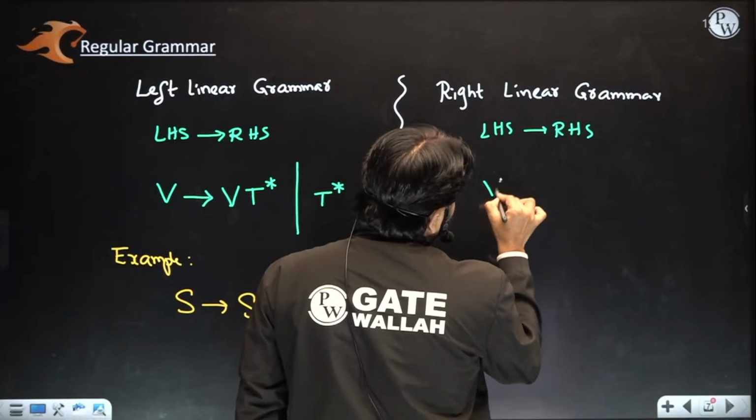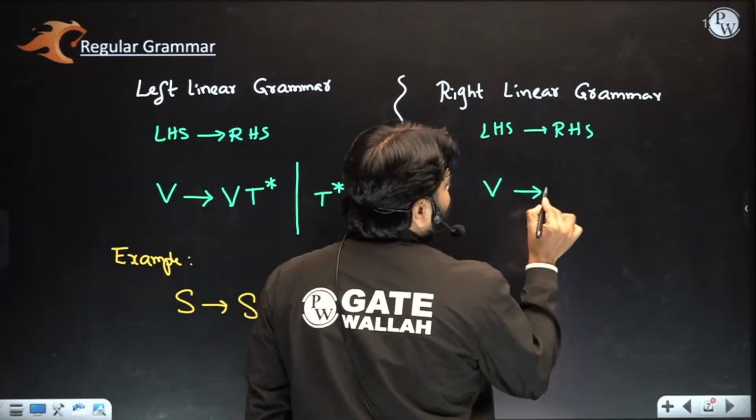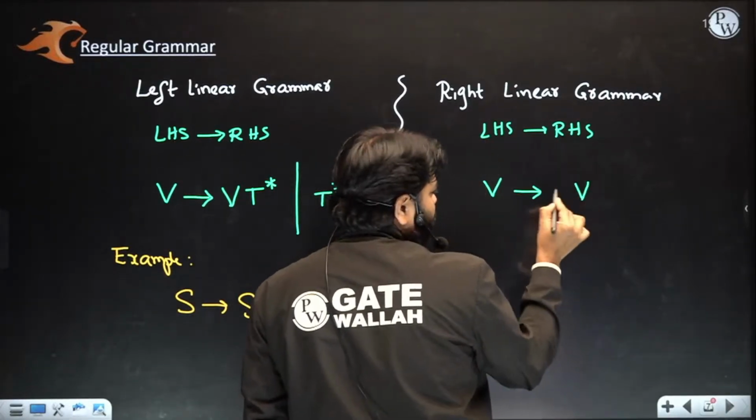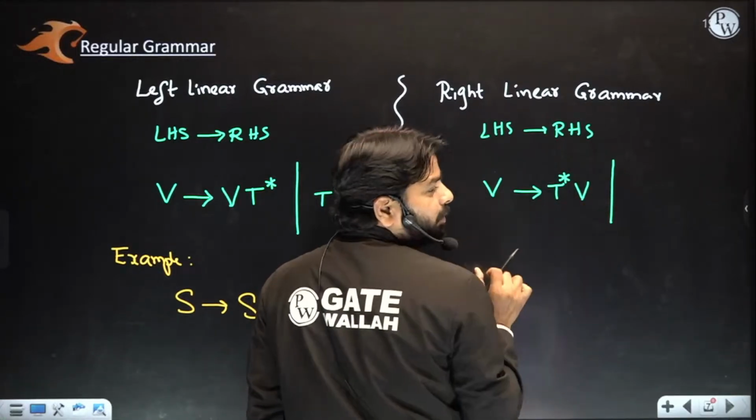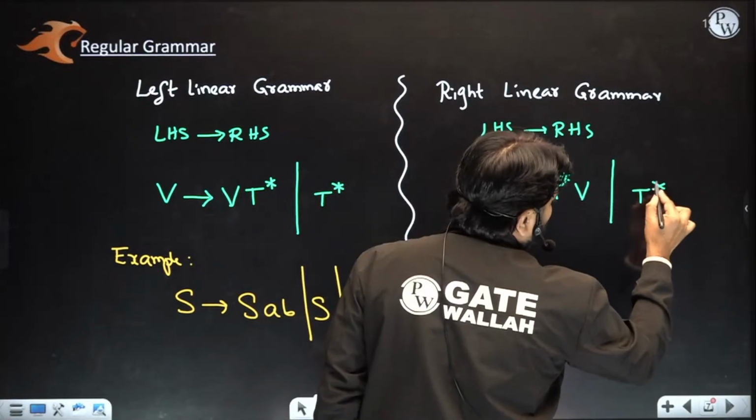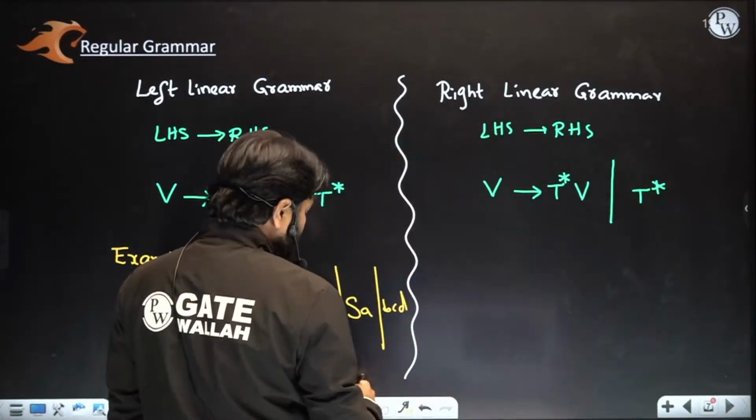RLG, LHS is the same, but on the RHS, if you want to write a non-terminal, that should be at the last, and before that any sequence of terminals. If this is not your production, then your production may contain only terminals. So see an example to understand.